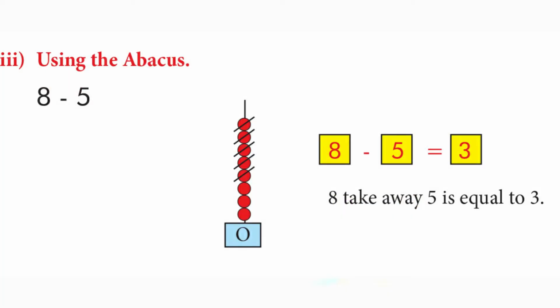Now using the abacus method, 8 minus 5. What is the answer? So here we have 8 beads that are there. Now if we remove 5 beads, how many are left? We have 3 left. Very good. So 8 minus 5 is equal to 3. 8 take away 5 is equal to 3.